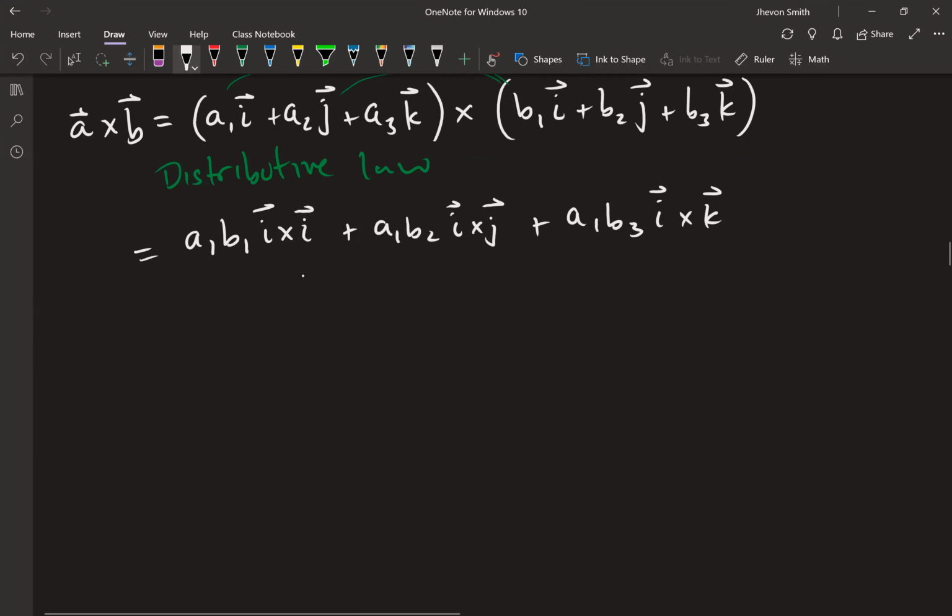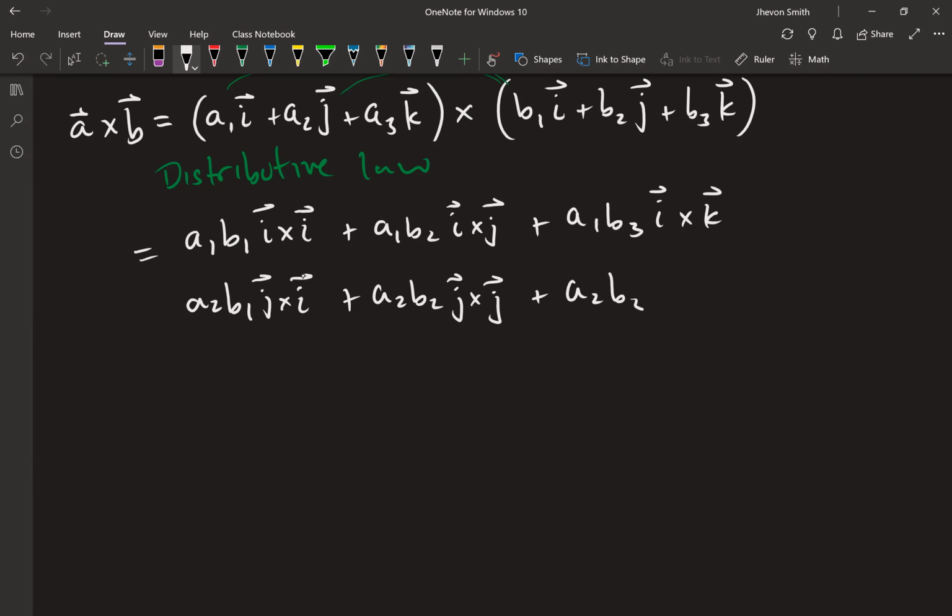Now distribute with the a2s. a2 b1, j cross i, plus I can have a2 b2, j cross j, plus a2 b3, j cross k.